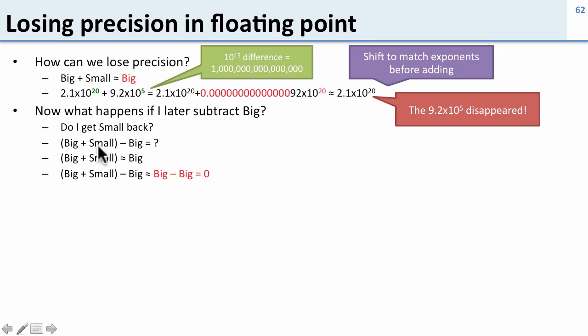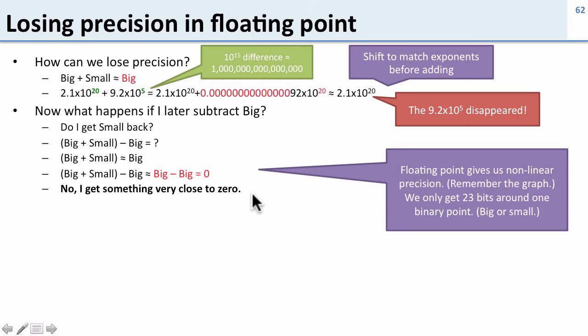If we write out big plus small minus big, we expect to get small out. We expect this big subtracted to cancel out that big, but instead we're getting 0. So getting something close to 0 is not good. What if we were to do some division with it? And the reason we have this problem is we have this nonlinear precision. We can't represent both small numbers and big numbers in the same floating point value.